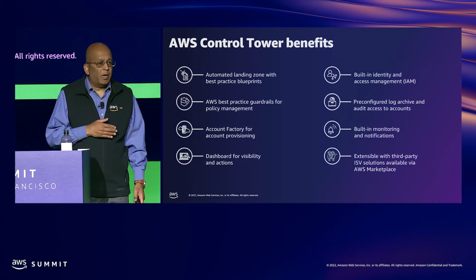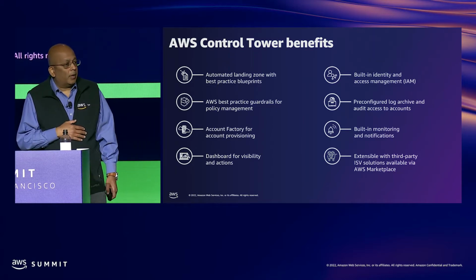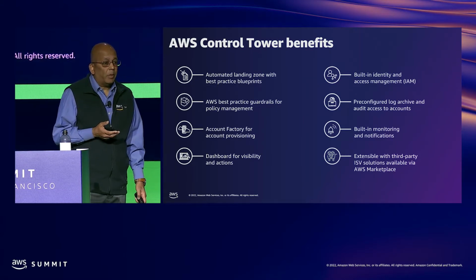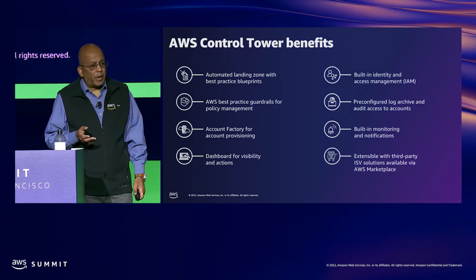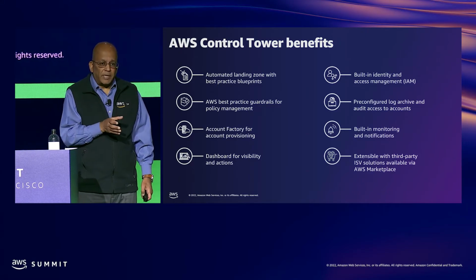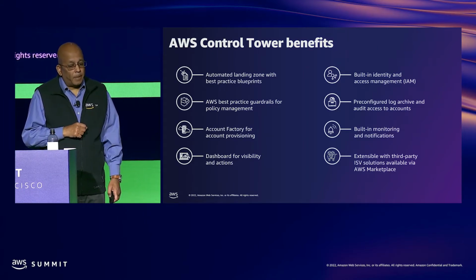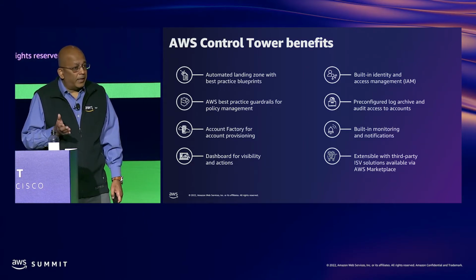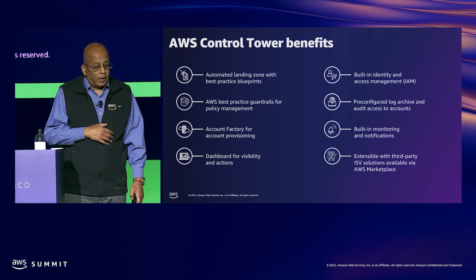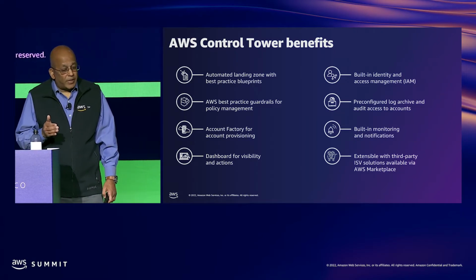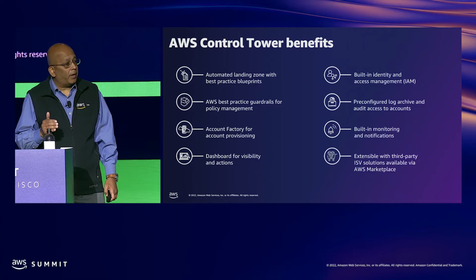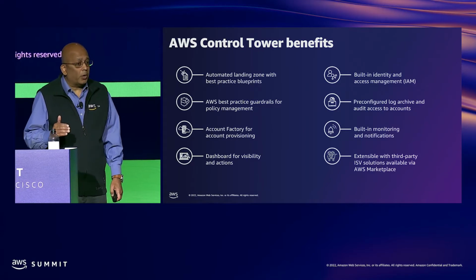Here are some of the key benefits that AWS Control Tower brings to you. We have an automated landing zone with the best practice blueprints. So this is where we talk about the organizations, the organization units, and the accounts that you would want to set up with it. It gives you some built-in identity and access management as well. One of the key important benefits is there's a pre-configured log archive and audit to all your accounts.